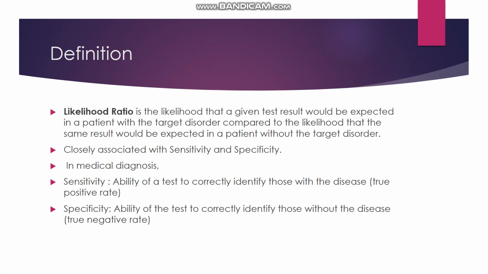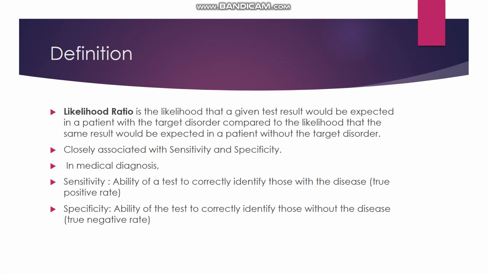Likelihood ratio is the likelihood that the given test result would be expected in a patient with the target disorder compared to the likelihood that the same result would be expected in a patient without the target disorder. For example, consider two patients and two medical conditions, namely diabetes and common headache. The likelihood of the patient to have weight gain can be closely associated with the patient having diabetes rather than the common headache.